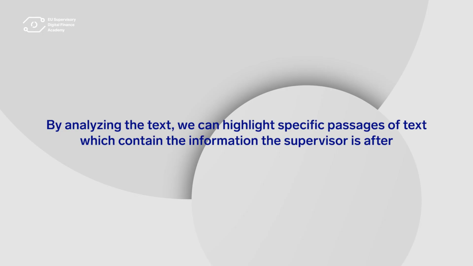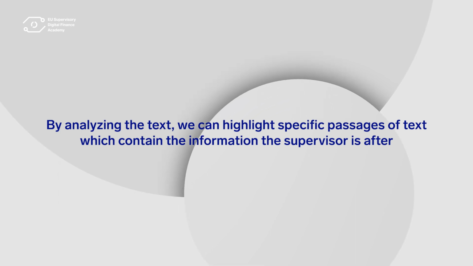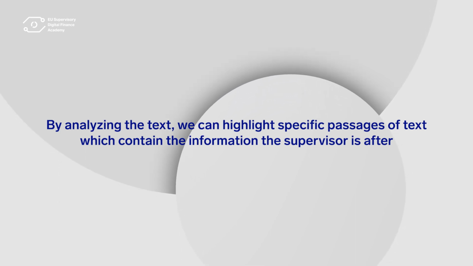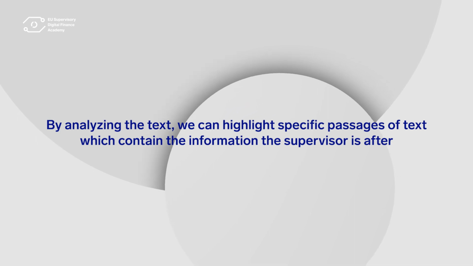However, through the use of NLP, we can automate much of this process. By analyzing the text, we can highlight the specific passages of text which contain the information the supervisor is after. By looking at the protections of these loans through the documents, in an automated way, we can filter out the text bits which are relevant and non-relevant. Also, the information in the tables can be split out. In this way, only the relevant information can be presented to the supervisor, and he doesn't have to go through the document anymore. But we can also go further than that.